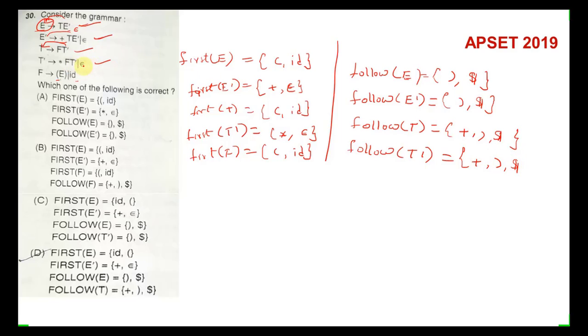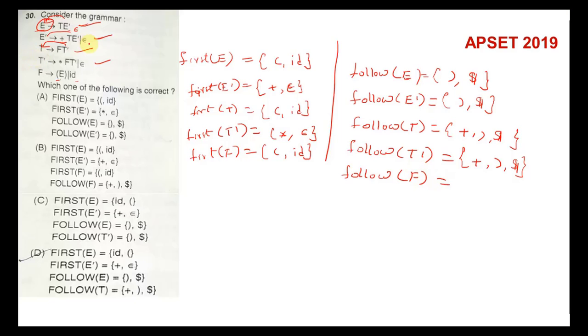Now take this last production rule, that is T' → * F T' | epsilon. So after this T' we don't have any symbol, at that time the follow of T' becomes the follow of T'. What is the follow of T'? That is plus, closing bracket, dollar. Okay. Next, calculate what the follow of F is. What is the follow of F?